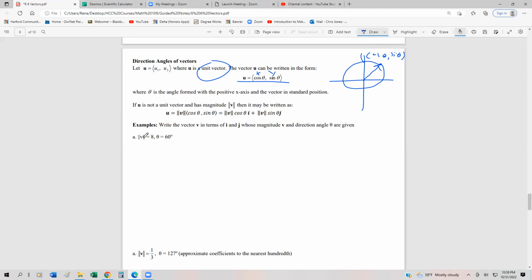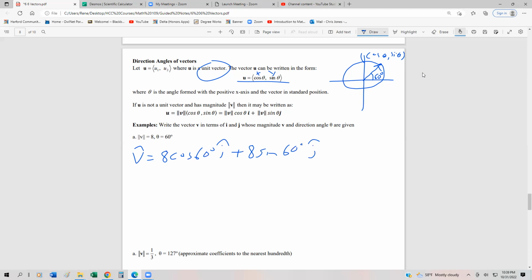Let's say we had magnitude v and theta is 60 degrees. So let's just say over here that for some reason this was a 60-degree angle and we had a magnitude of 8. And so the way that I would write this, vector v would be equal to 8 cosine of 60 degrees i plus 8 sine of 60 degrees j.